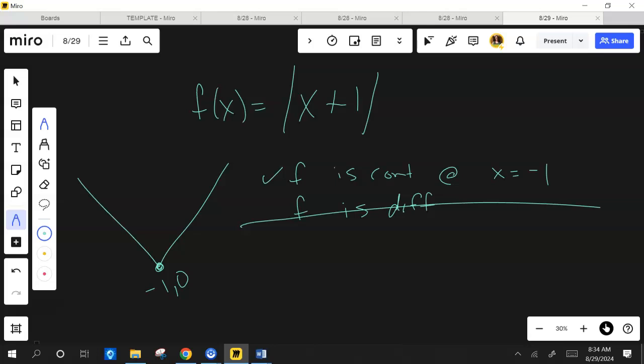And then 3 says f has a corner at -1. Well, very obviously that's a corner. So 1 and 3, which one says 1 and 3? That would be C. So we missed the continuity part of that. Oh, that's so bad. But if it's continuous, it doesn't have to be differentiable.